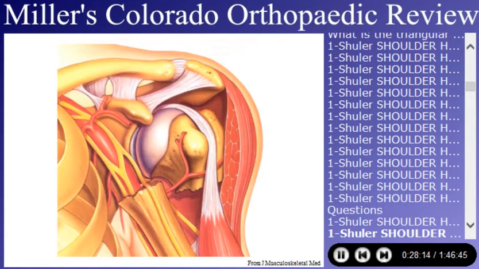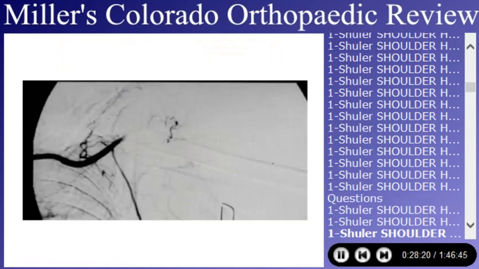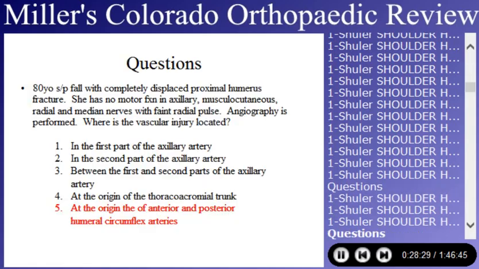This is what is shown. Proximal humerus fracture right here, that leash is disrupted. And this is an example of a test question. Here's a true arteriogram. In the test question, even though it didn't show up well, this is the humeral shaft and the humeral head is down here. 80-year-old, completely displaced proximal humerus fracture. Faint pulse, angiography is performed. Where is the vascular injury located? Well, where it's going to be most tethered. The origin of the anterior and posterior humeral circumflex arteries.